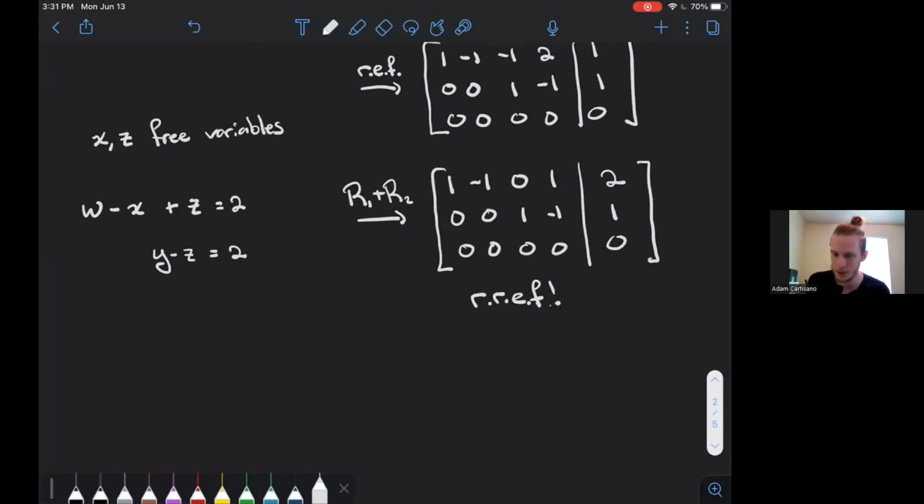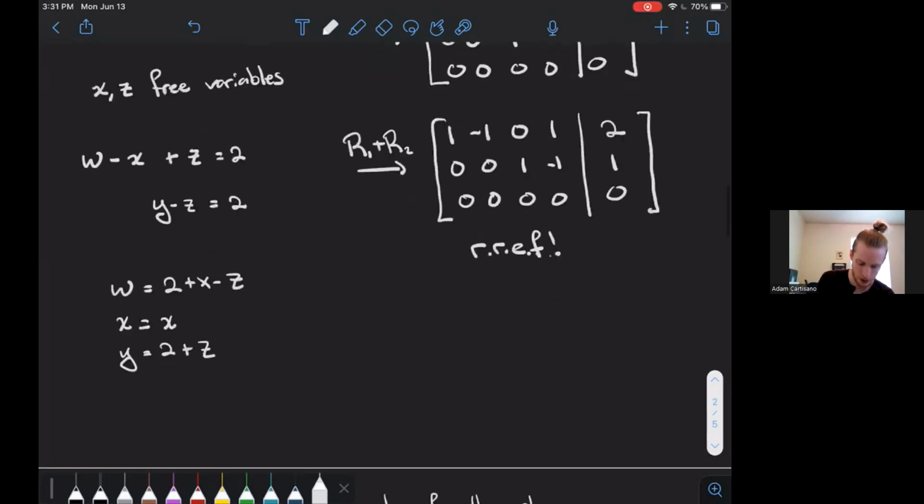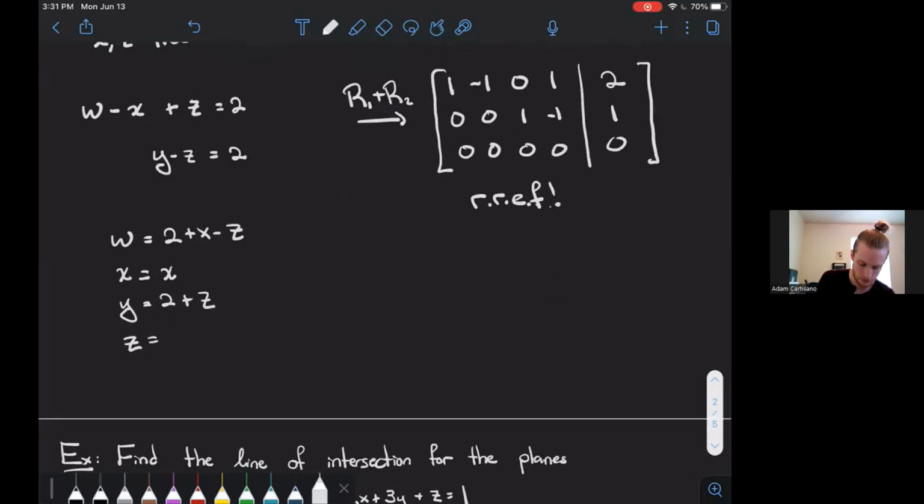And in order to solve for W and Y, we just isolate those variables. Take the Z's and the X's and everything else to the other side of the equation. So in other words, W equals 2 plus X minus Z. X is a free variable, it's just X. Y is 2 plus Z. And Z is also a free variable. We're done. That's all there is to it.